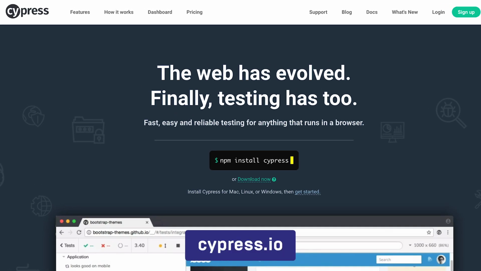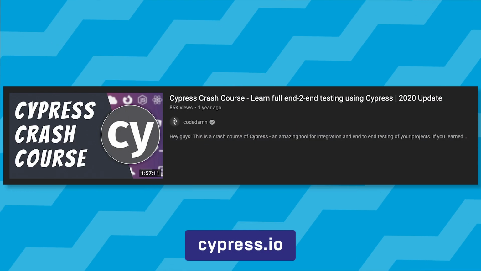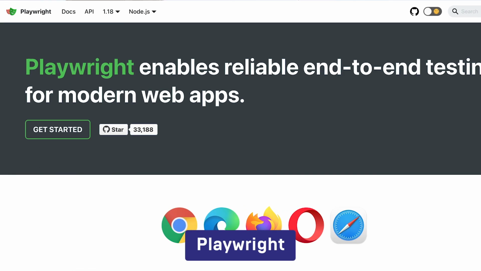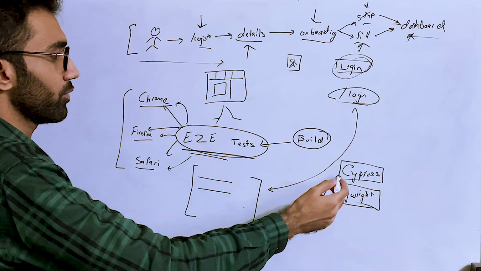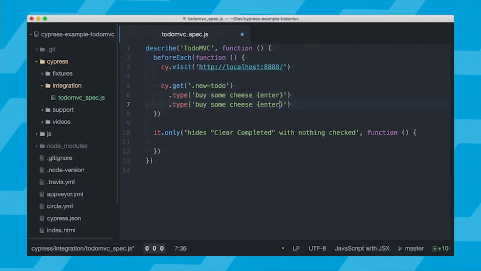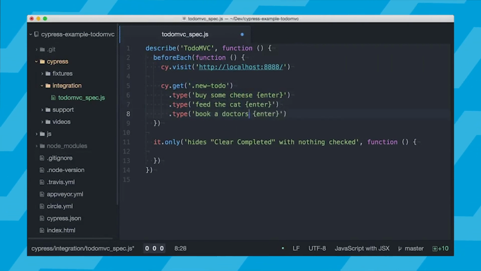The first one is Cypress, which you have probably already heard from me a lot of times if you have been following this channel. And the second one, which is very recent for me, is Playwright. Now, why Cypress? Because it's easy. I mean, you can find all the benefits. Its syntax is much more like jQuery and, you know, it's concise, it's clean.